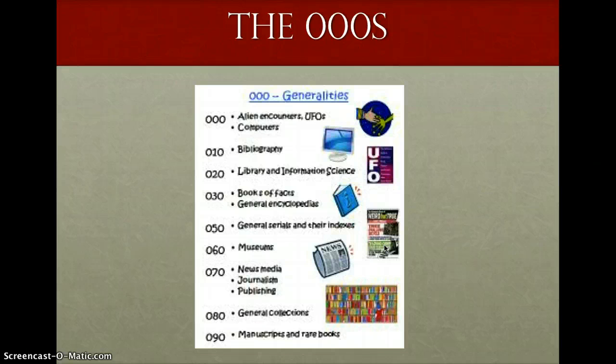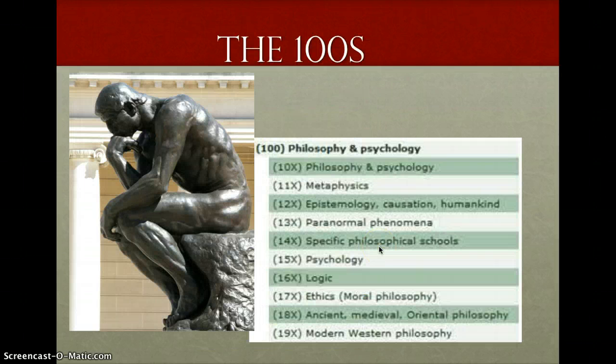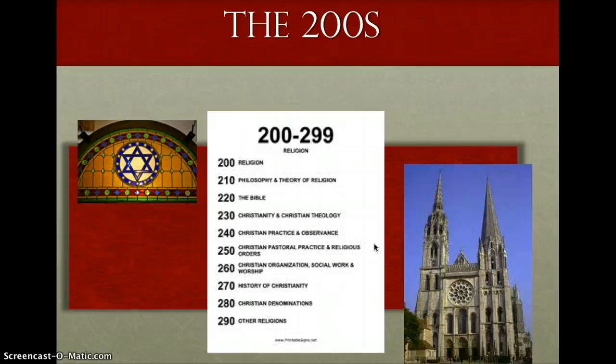The zeros include generalities, so it's wide-ranging, and it would include UFOs, library information science, as well as information about the news media. The 100s include philosophy and psychology, but also paranormal phenomena, or ghosts. The 200s focus on religion, and that includes all the major and minor religions, as well as mythology.